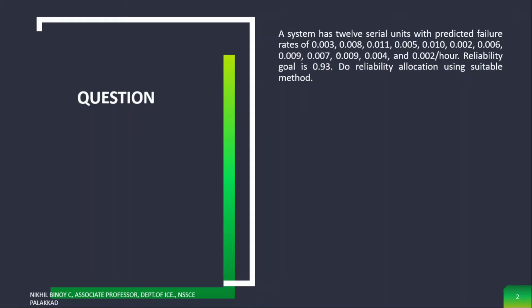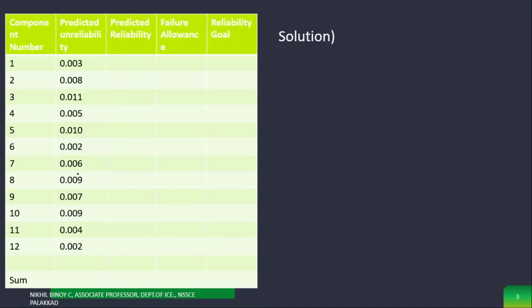So first I am going to note the failure rate of each component. The first column has the serial number of each component. So we have 12 components. And the second column has the failure rate of each component, that is 0.003, 0.008, 0.011, 0.005, 0.010, 0.002, 0.006, 0.009, 0.007, 0.009, 0.004, 0.002.